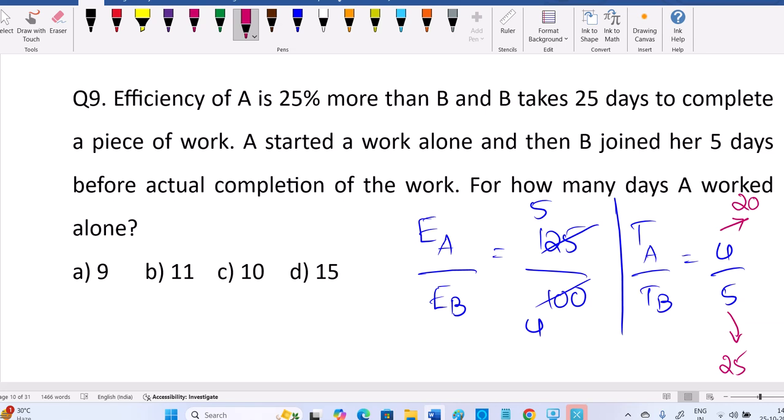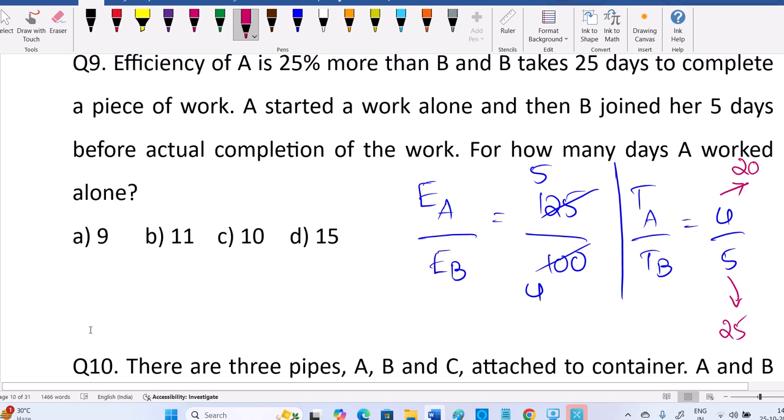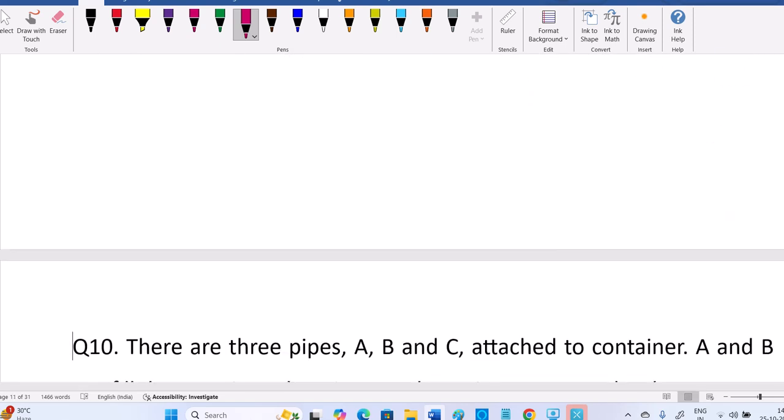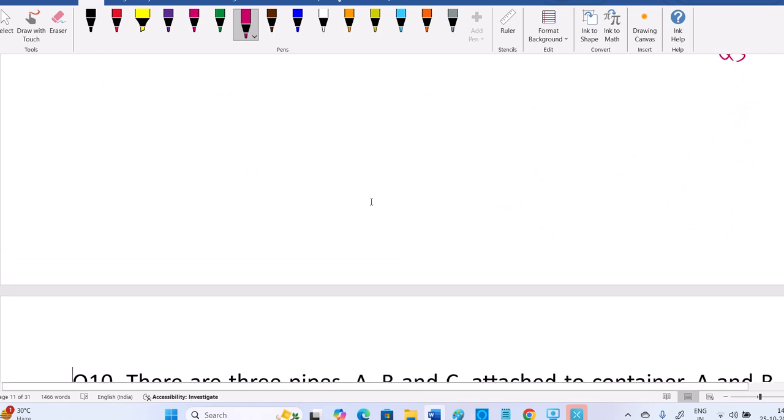After that, what is given: A started a work alone and then B joined her 5 days before actual completion of the work. For how many days did A work alone? Now here, if you observe, indirectly it is given that A can complete the work in 20 days. I hope you understand how we crack the data. A 20 days, B 25 days.